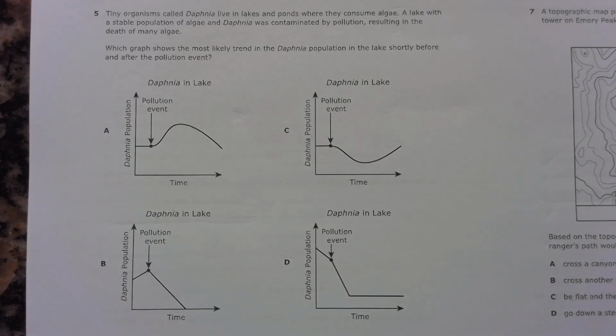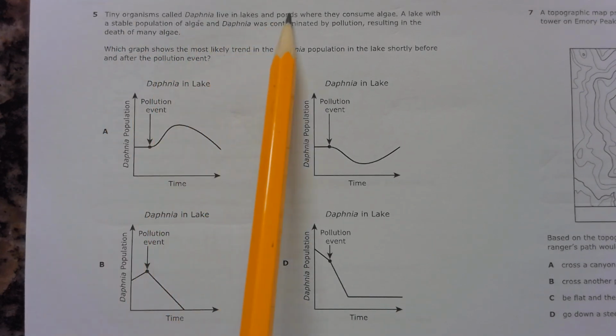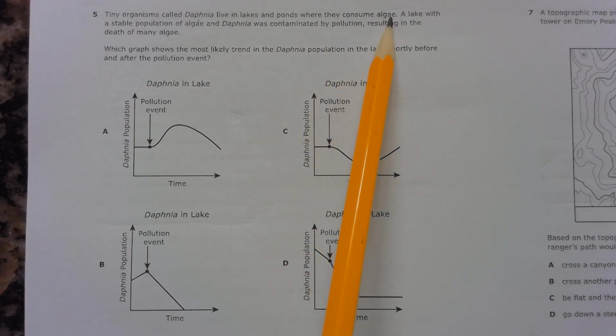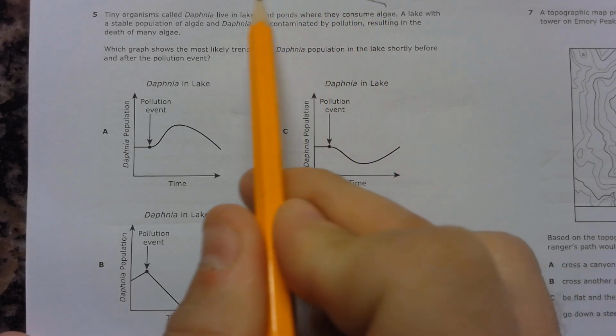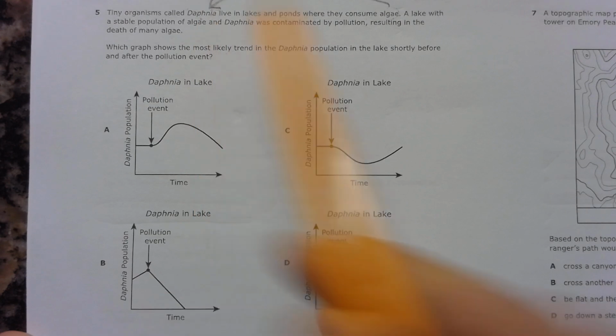Okay, so let's see here. Number 5, tiny organisms called Daphnia live in lakes and ponds where they consume algae. So the Daphnia consume algae. If we're going to draw a food pyramid, or not a food pyramid, food chain, it would look like that, right? The energy would go from the algae to the Daphnia.